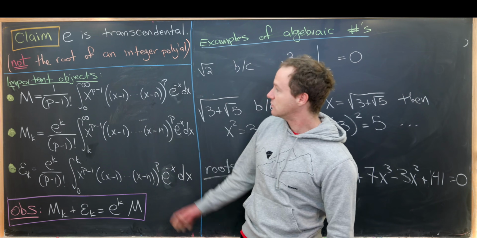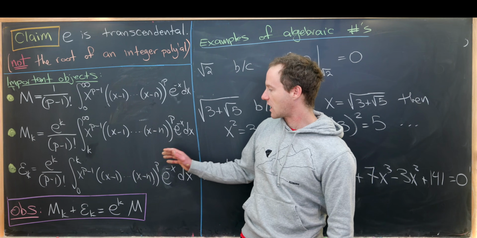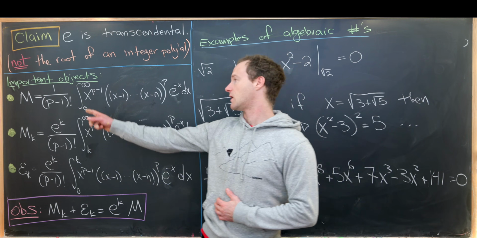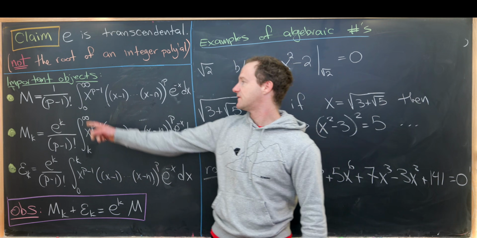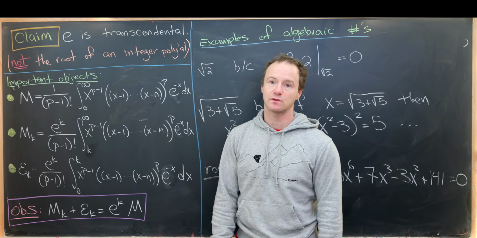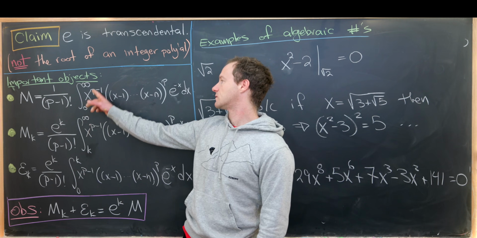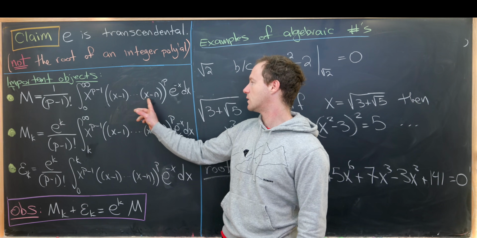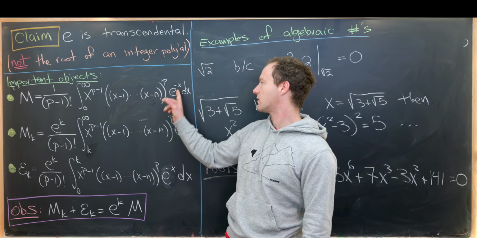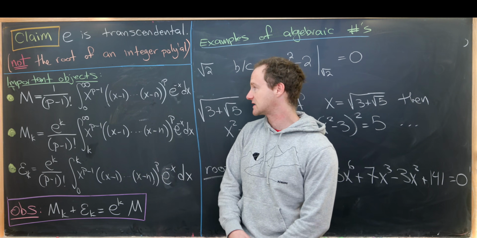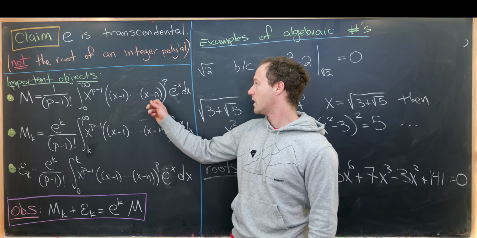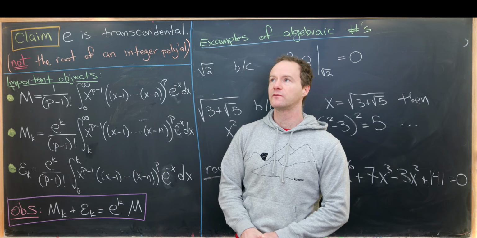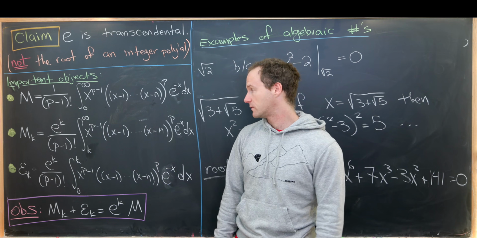What I'd like to do is start looking at some important objects for this proof. The first of which is a number which I'll call m. And it's defined to be 1 over (p minus 1) factorial times the integral from 0 to infinity of x to the p minus 1, and then we have (x minus 1) all the way up to (x minus n) to the p power, times e to the minus x dx. You might say, well, what are n and p? But that'll become clear when we look at the proof. They'll be defined within the proof.